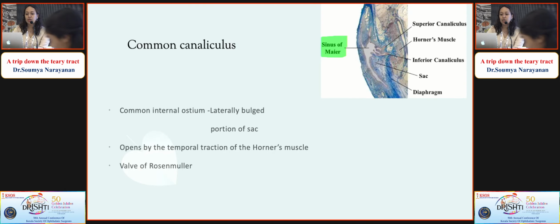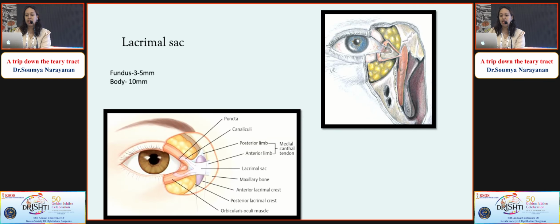The common canaliculus is a 2 millimeter structure. The common internal ostium drains into the sinus of Maier, that is the laterally bulged portion of the sac. It is opened by the temporal traction of the Horner's muscle, and there is a mucosal fold known as the valve of Rosenmuller at that position. So the lacrimal sac is divided by the medial canthal tendon into a fundus, that is a 3 to 5 millimeter structure, and a body of 10 millimeter.